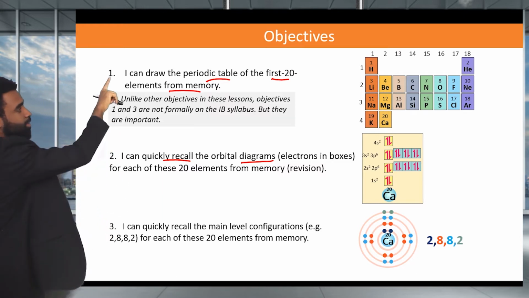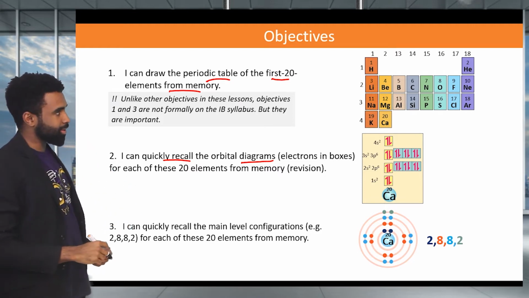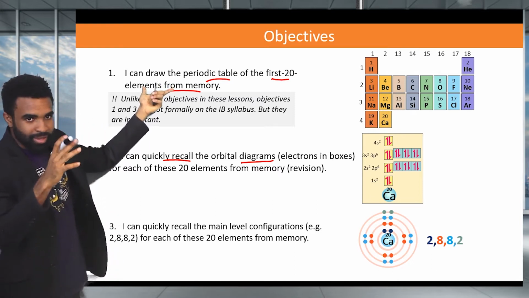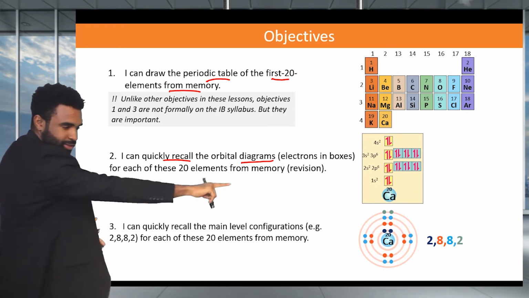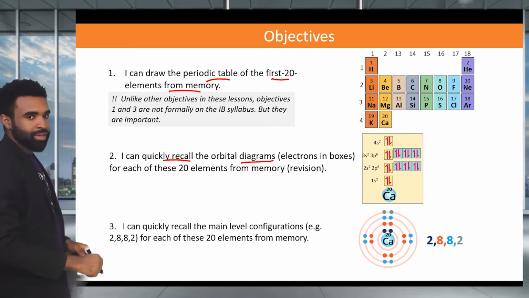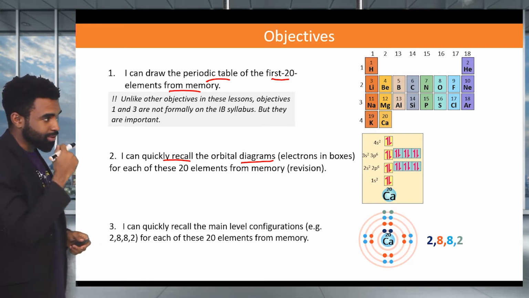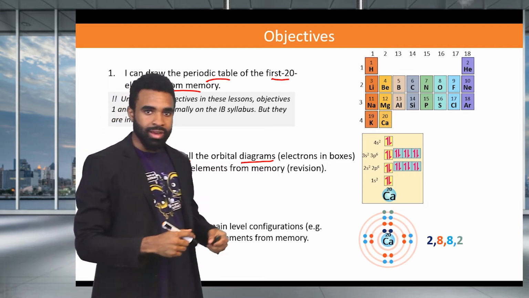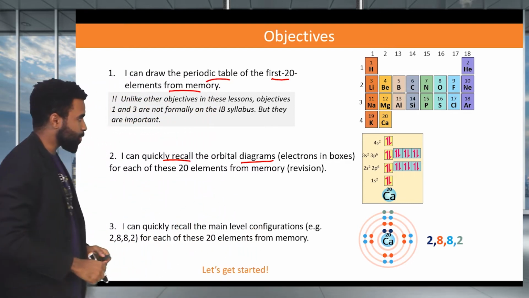Numbers 3 and 1, or 1 and 3, are not formally on the IB syllabus. So of course you don't need to memorize the first 20 elements according to the IB, because why? They give you the periodic table. And they don't really cover this stuff, the 2,8,1, 2,8,2 stuff that I'm going to show you. But I think both of them are actually quite important, and both of them really will save you some thinking time on the exam. So let's get started with this first one.